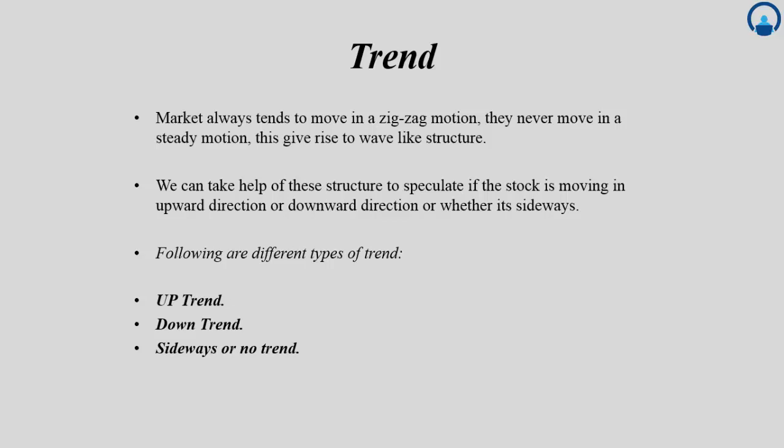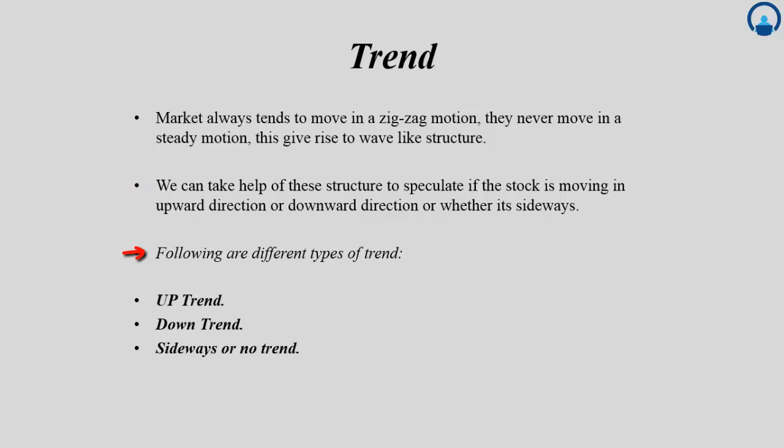Let's learn about trends. Market always tends to move in a zigzag motion. They never move in a steady motion. These zigzag motions give rise to wave-like structures. We can take help of these wave structures to speculate if a stock is moving in an upward direction or downward direction, or whether it's moving sideways.